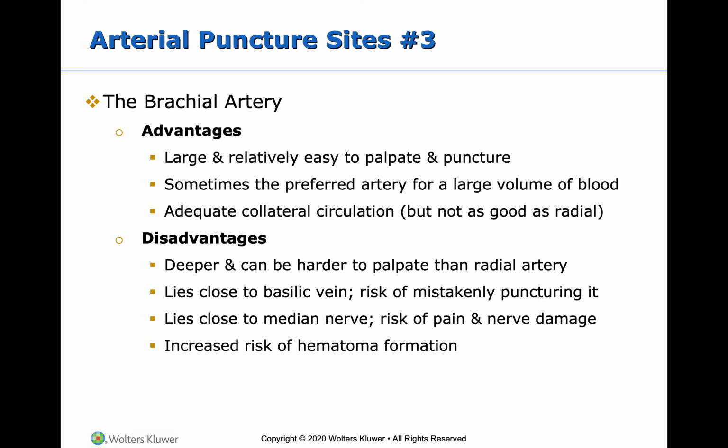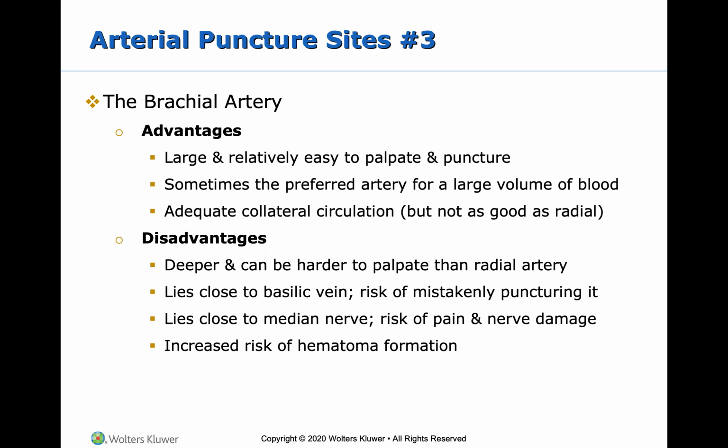The disadvantage is it's deeper and it's a lot harder to palpate than your radial artery. It lies really close to your basilic vein, so there's a risk of accidentally collecting a venous sample rather than an arterial sample, which will really screw up your results, as the oxygenation of your arterial blood is much different than your venous blood.